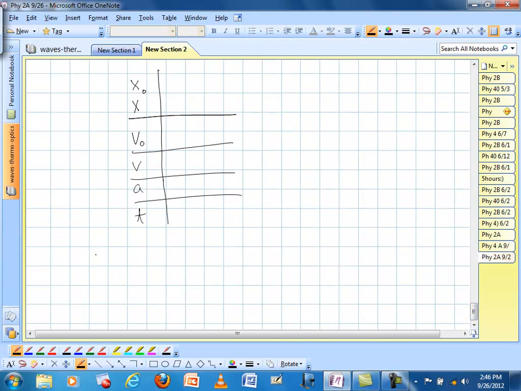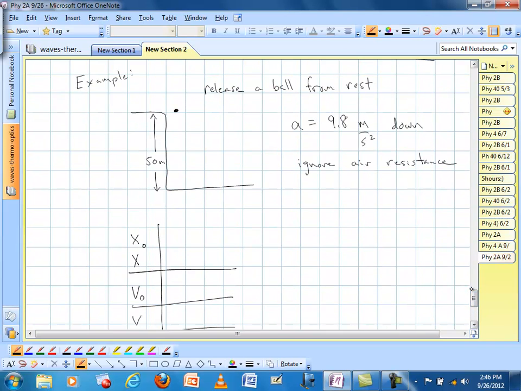So step 1 in solving these problems is to define your origin. You need to know where the origin is. And you can pick it wherever you want it to be. But there are 2 places that make the most sense. What are those? The initial position and the final position. Yes, those make the most sense.